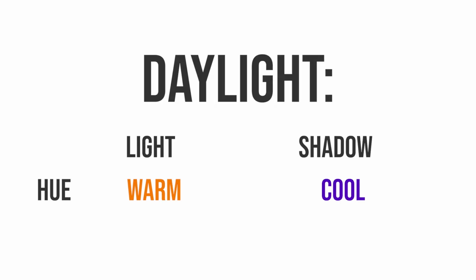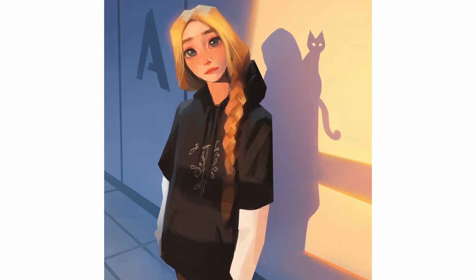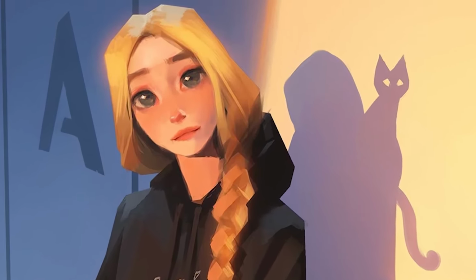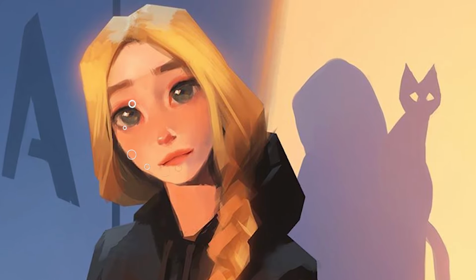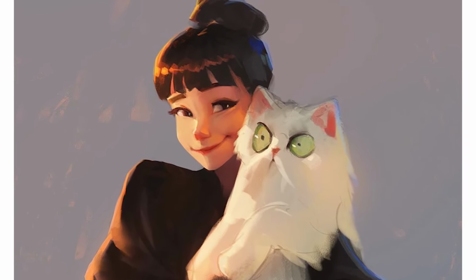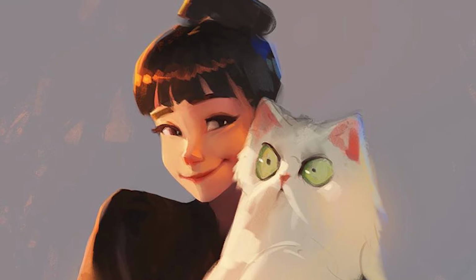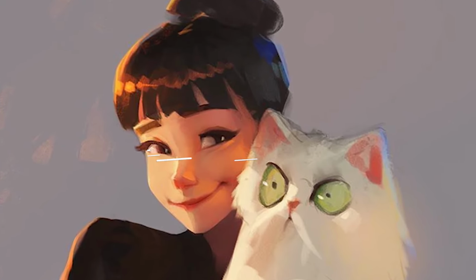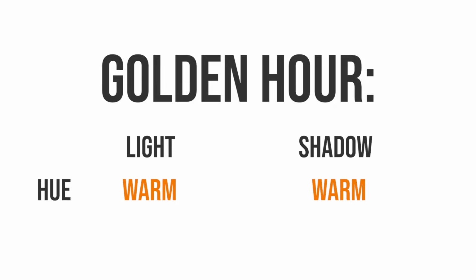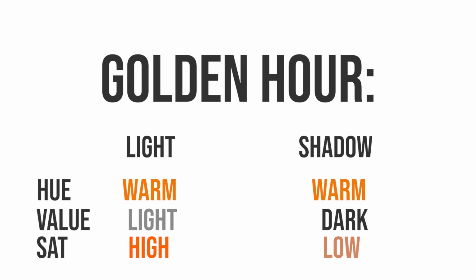With daylight, we can show the difference between light and shadow through a difference in the hue, warm lights and cool shadows. But if we're painting golden hour, it's a little different, because this time we don't really have that bright blue sky. This time we're gonna have to keep the shadows fairly warm as well, meaning that the only way to show contrast between light and shadow is through value and saturation, not the hue variation.